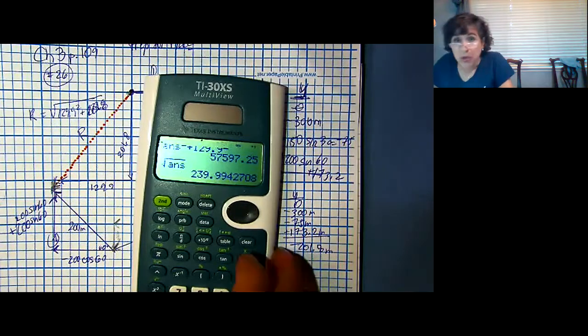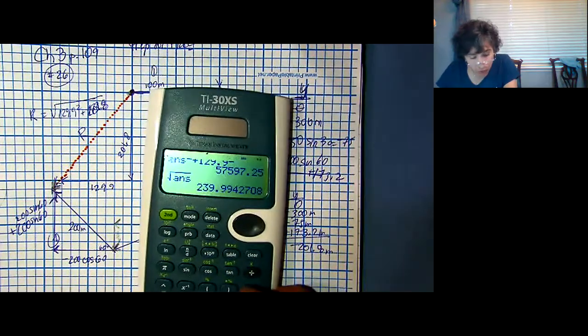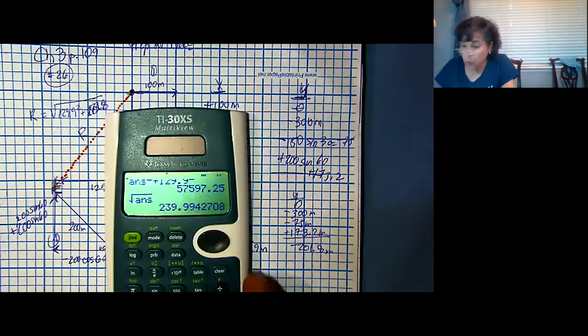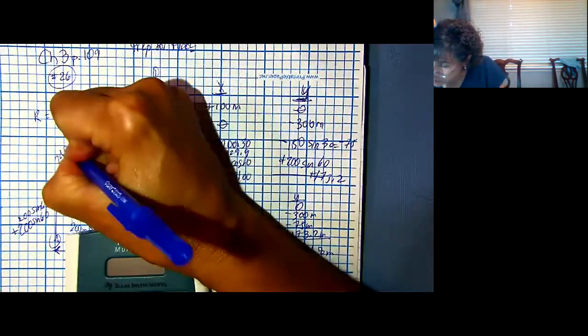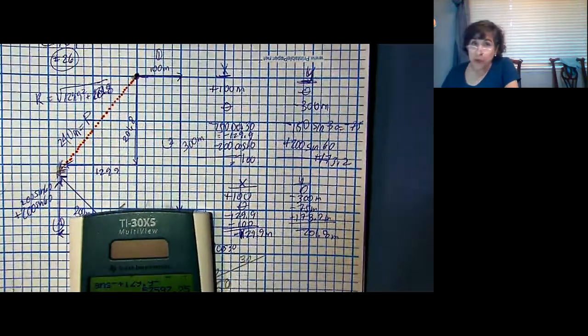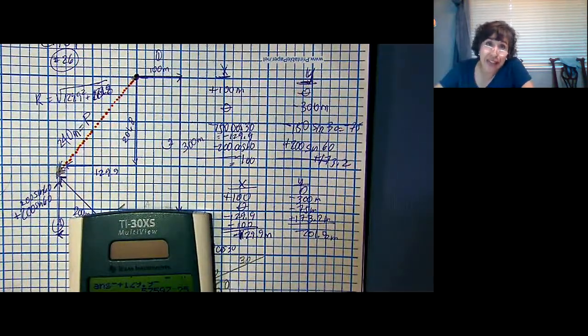And I get 239.99. Oh, it's pretty close to 240, huh? So we're going to say 240. So this is equal to 240 meters. All right, 240 meters. Now, we're not done. That is just the magnitude.